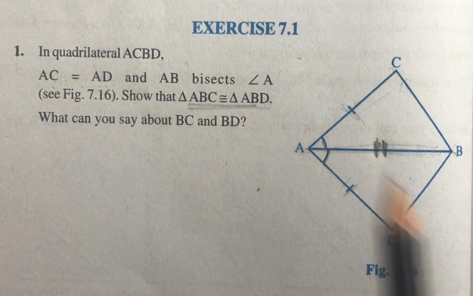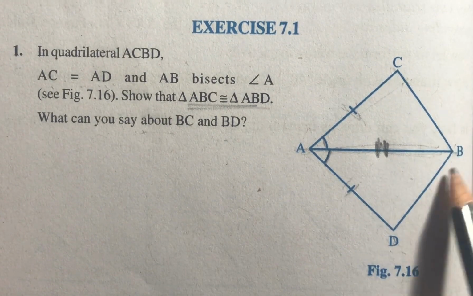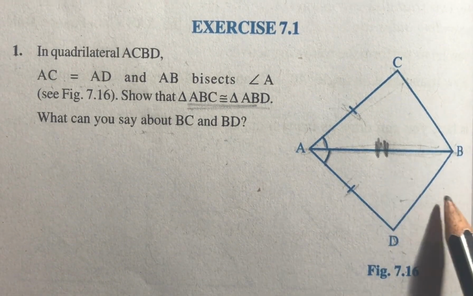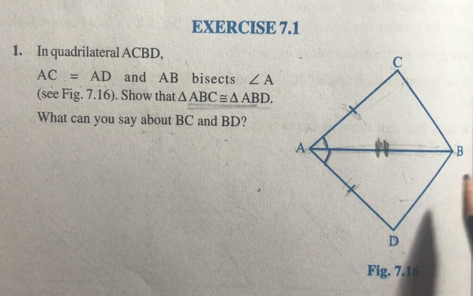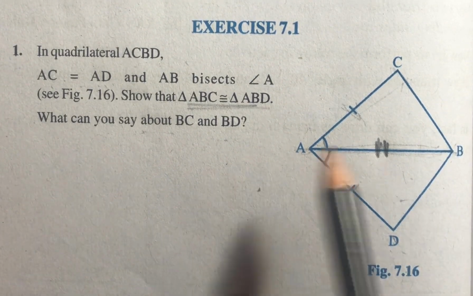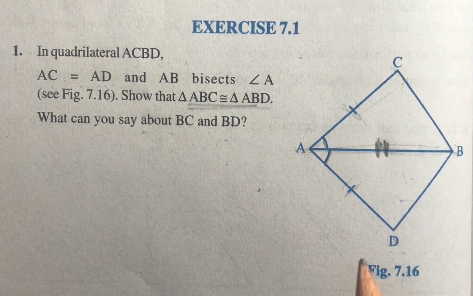So this is proved. Now what can you say about BC and BD? BC and BD are equal by CPCT, that is congruent parts of congruent triangles. So we can write BC is equal to BD. In bracket we can write CPCT.